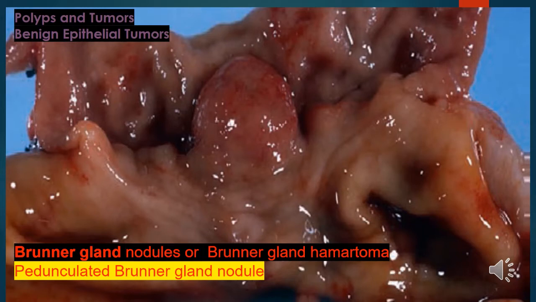It's a Brunner gland nodule, also known as Brunner gland hamartoma, adenoma, or nodular hyperplasia of the Brunner gland. It's characterized by nodular proliferation of the Brunner glands. We will see it in the next image as well. If you look under the microscope, it will show you the proliferation of Brunner glands with ducts and scattered stromal elements.